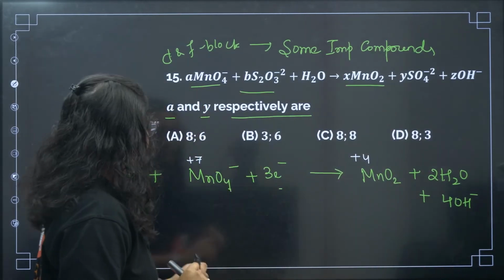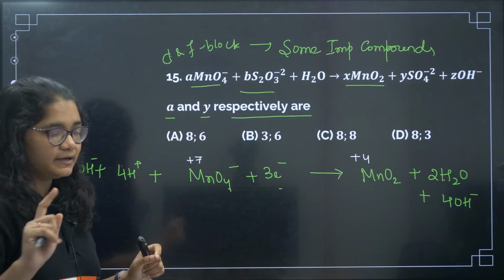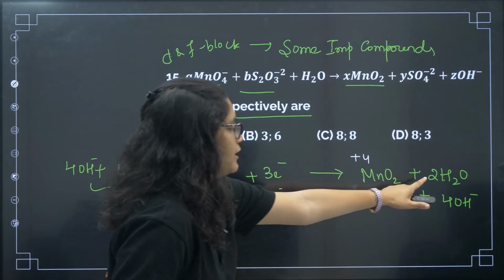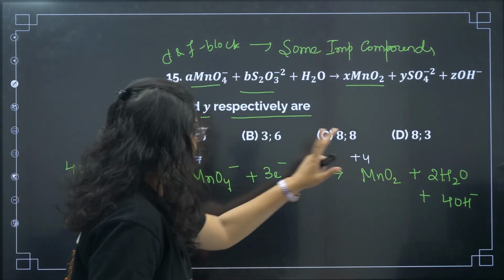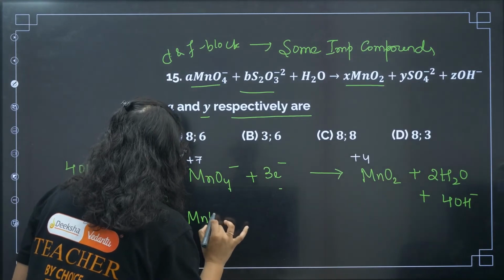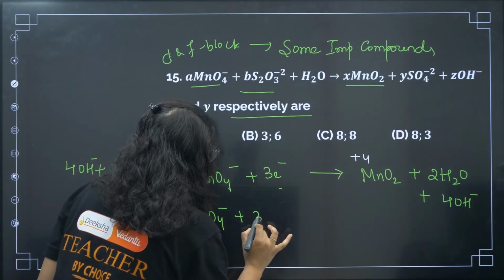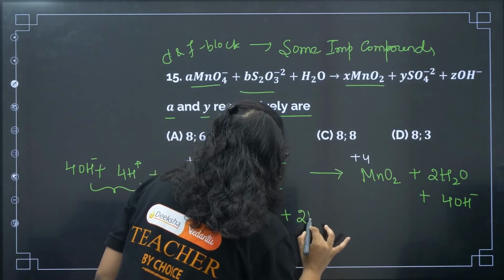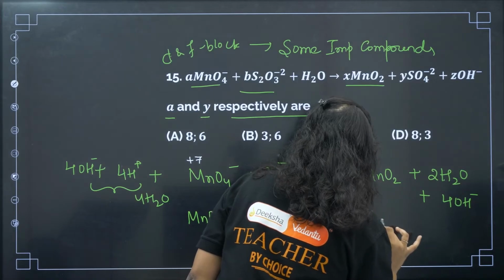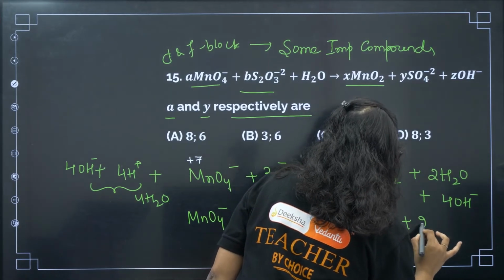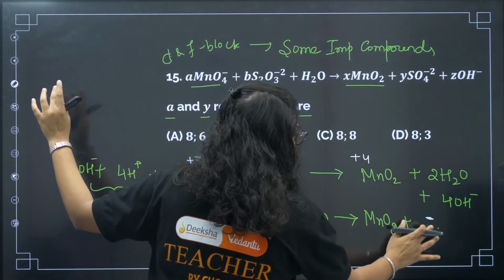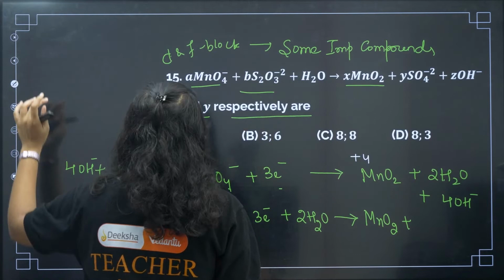Okay, now what will happen? 4 H plus and 4 OH minus combine to give you 4 water molecules, right? And here we have 2 water molecules. So I'll subtract these 2 water molecules from this side. So finally what equation will I get? MnO4 minus plus 3 electrons plus 2 water gives you MnO2 plus 4 OH minus.